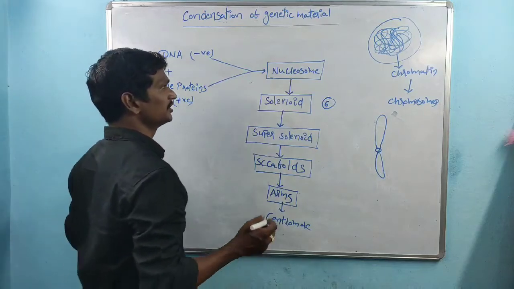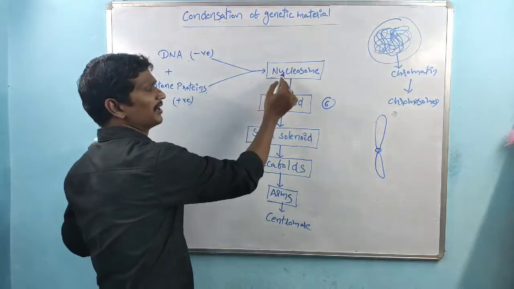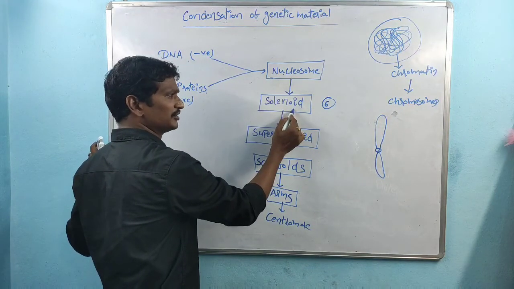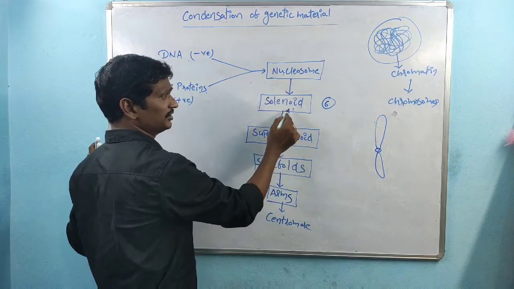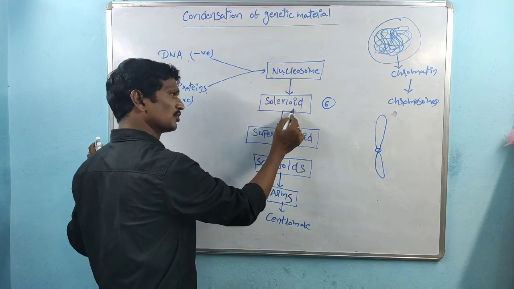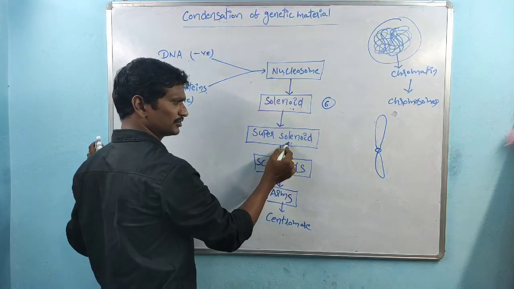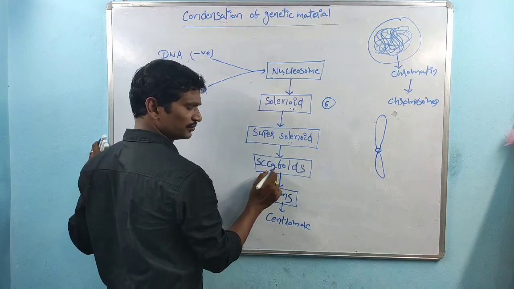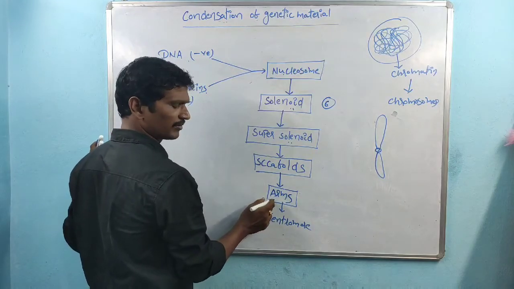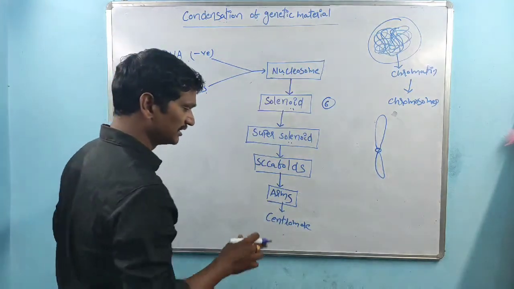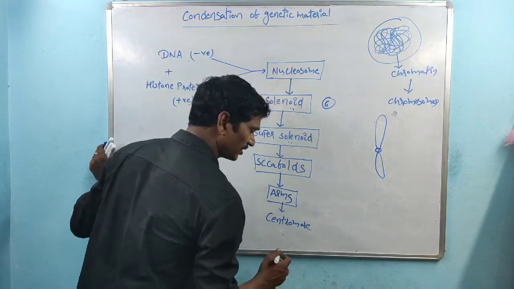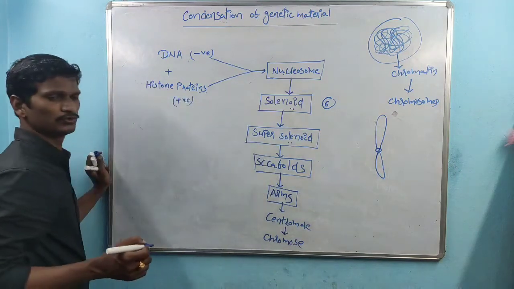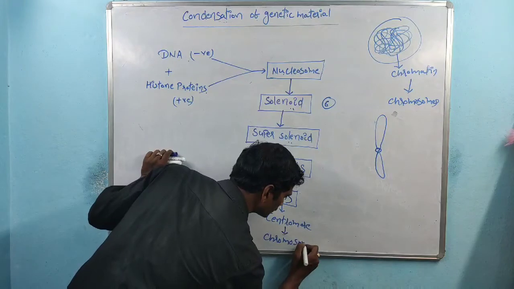So here what I am telling, DNA and histone proteins combined produce nucleosomes. Six nucleosomes combined produce solenoids. A group of solenoids combined produces super solenoids, right? The super solenoids combined produce scaffolds. The scaffolds combined produce the arms of the chromosome, and these arms of the chromosome are connected to the centromere. Finally, chromosome formation takes place.